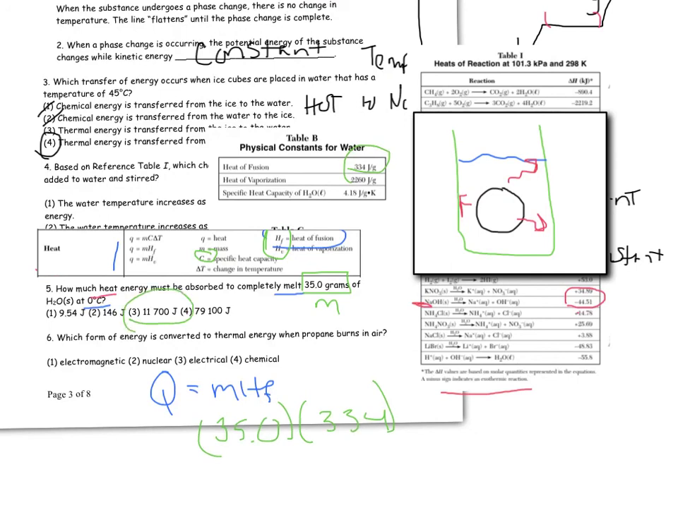The last question asks us which form of energy is converted to thermal energy when propane burns. So then the question is, well, what kind of change occurs when something burns? And we know that's a chemical change. So that would be chemical energy is converted to heat energy.